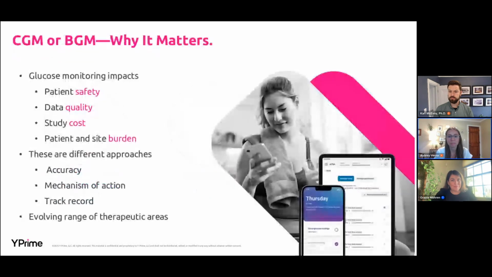Thanks, Grazia. So I really just wanted to kick us off by talking about how we got into the topic of CGM and BGM. It really just happened quite naturally for us. Several sponsors have been reaching out to us about our approach to BGM data collection and our recommended approach for leveraging CGM. BGM has always been considered that gold standard, and it really still is considered that gold standard when it comes to blood glucose data collection.